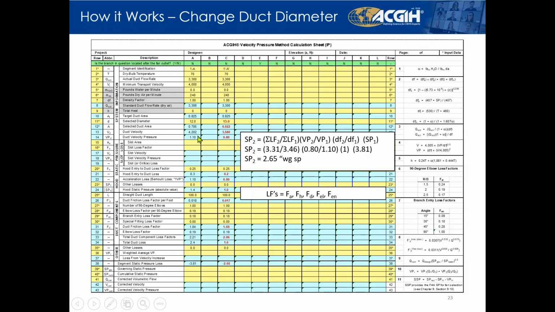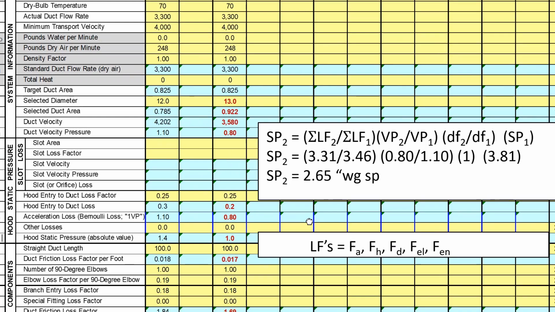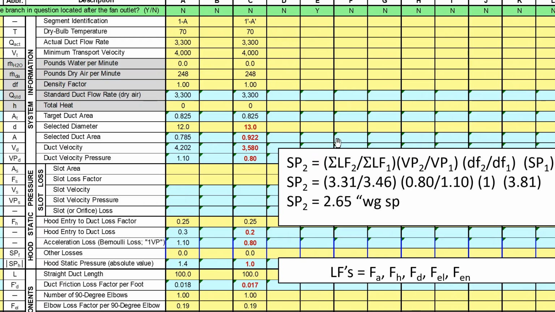Now let's look at another example where we're going to change our duct diameter. Now, when we change our duct diameter, that's going to change our fittings, and it's also going to change our velocity and our velocity pressure. So what are we going to do here? We're going to change our duct diameter from 12 inches to 13 inches. When we do that, that changes our duct velocity from 4,202 feet per minute to 30,580 feet per minute. And that changes our duct velocity pressure from 1.1 to 0.8 inches of water gauge.